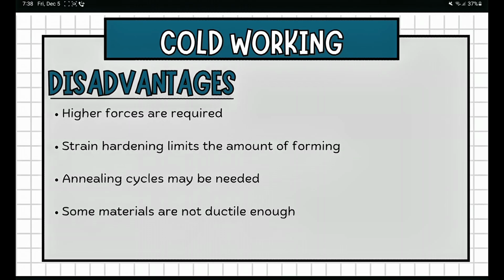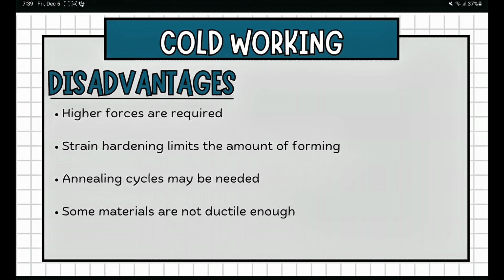So now, I'm going to discuss about the disadvantages of cold working. The first one is higher forces and power are required. The metal is harder at room temperature, so machines must push harder to shape it. This means more power and stronger equipment are needed.